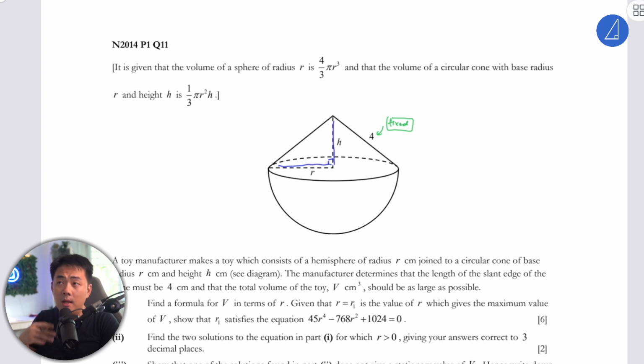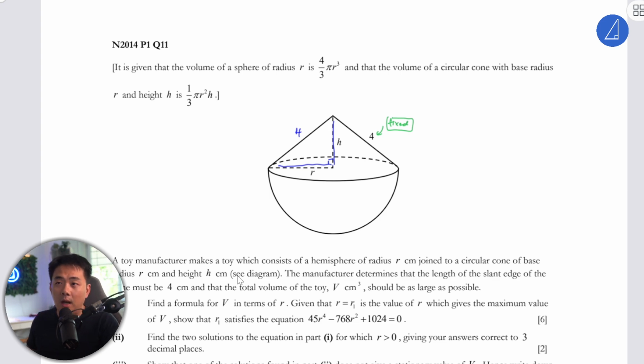That's step number one. Step number two, how do you relate these two variables together by a given condition? The condition here is the 4. At any given juncture, r and h are related by Pythagoras theorem, right? So you just have r squared plus h squared equals 4 squared. Then when you want to maximize the volume V, you just make V the subject.